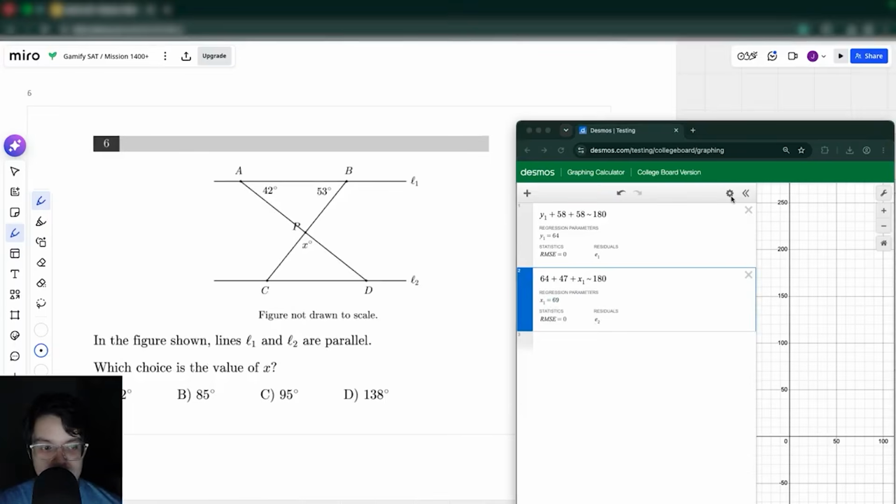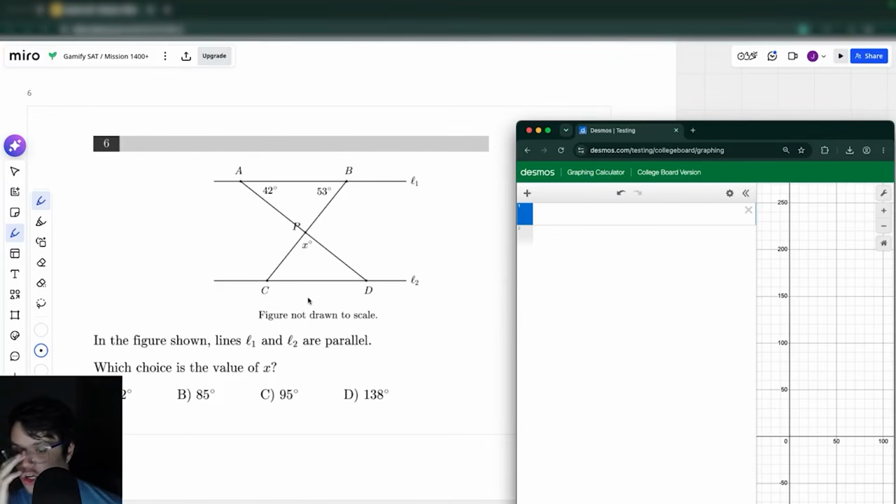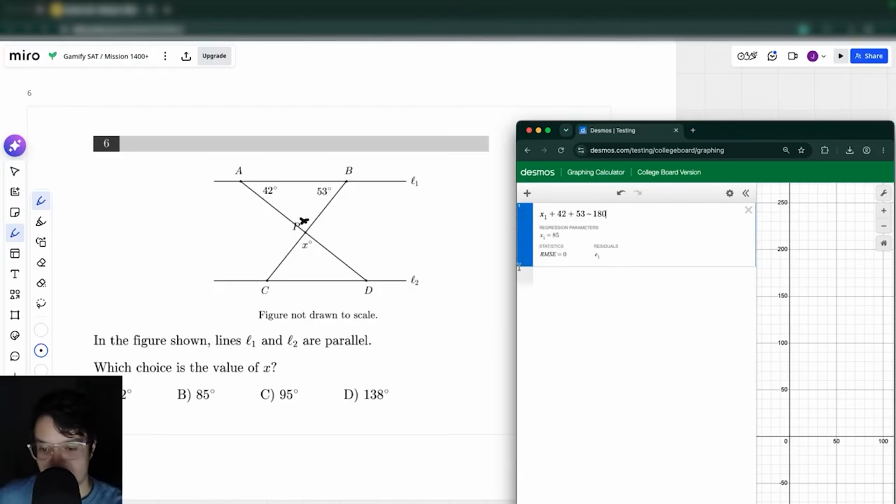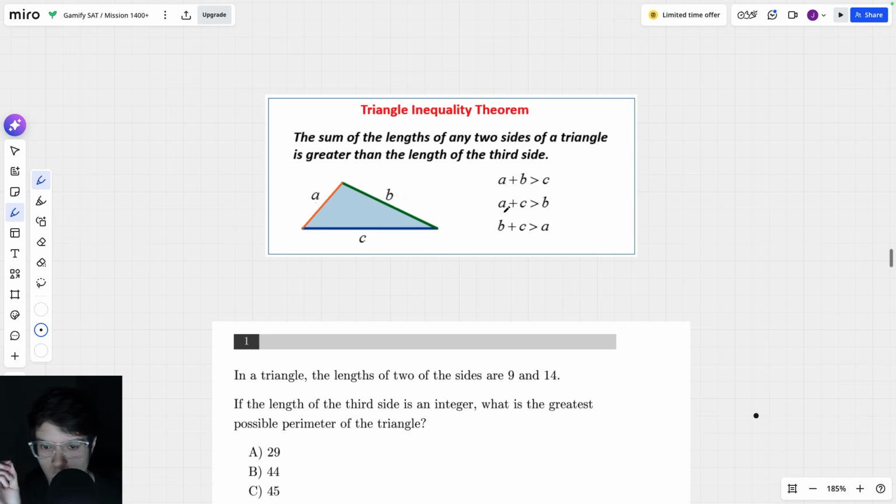Good stuff there. Last problem for this video, we have here two triangles yet again, and we have some parallel information, that kind of stuff. We can just know here, first of all, that this would also be x, and then it's actually literally that simple. We can just say x1 plus 42 plus 53 would be equal to 180. Kind of shocking it's that simple, but yes, it is. One more thing I just want to quickly mention on this is this thing called the triangle inequality theorem.